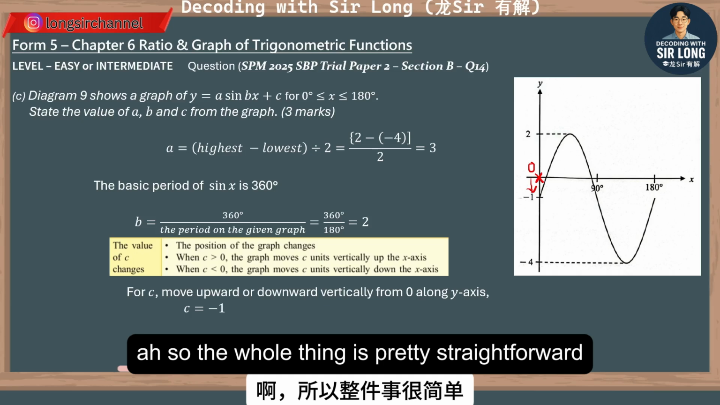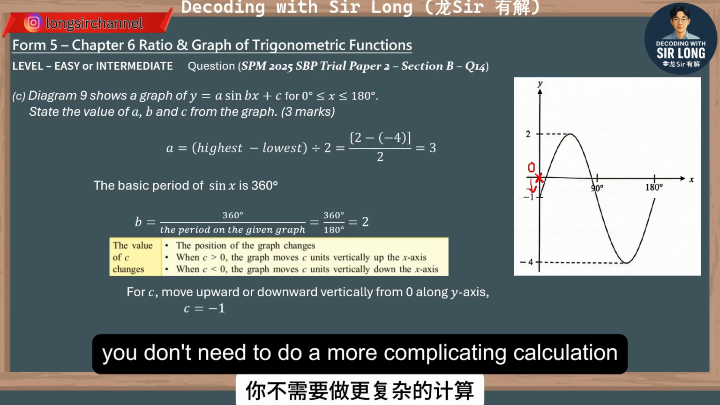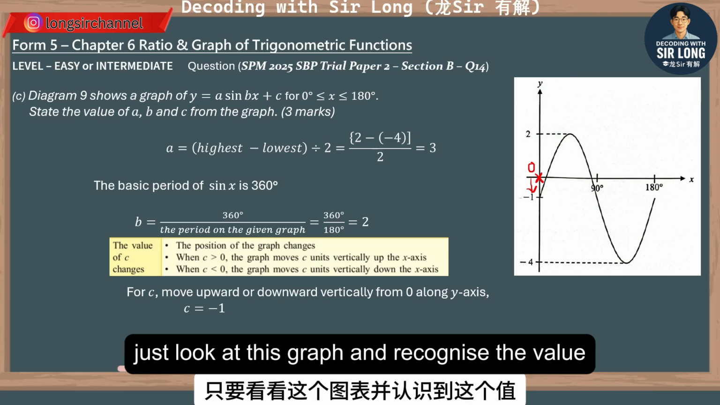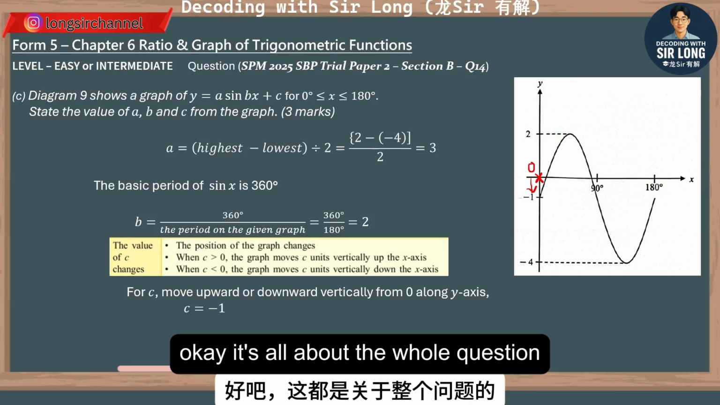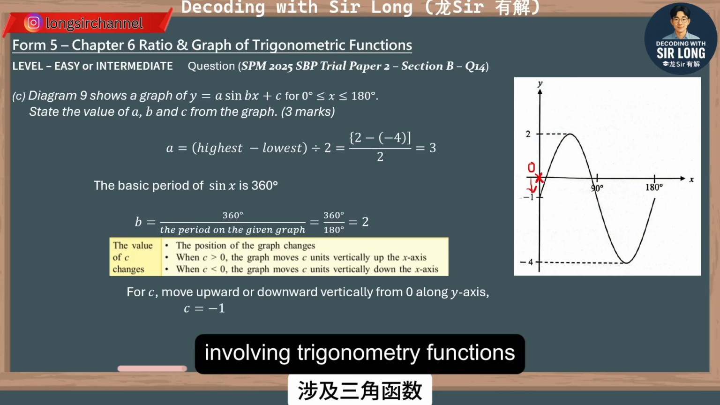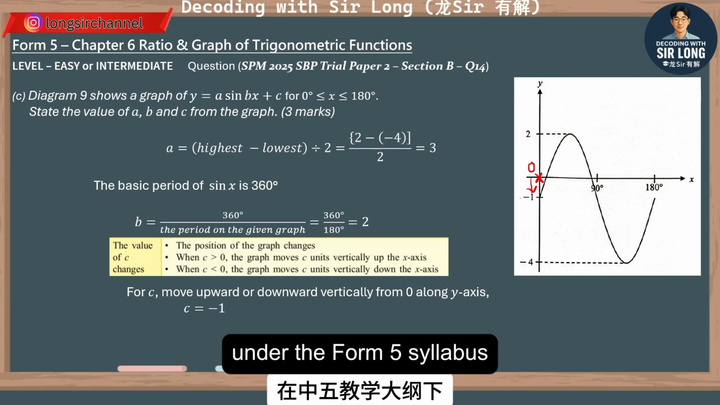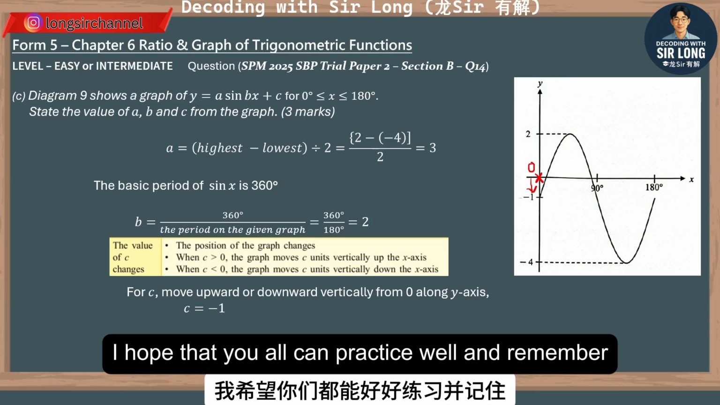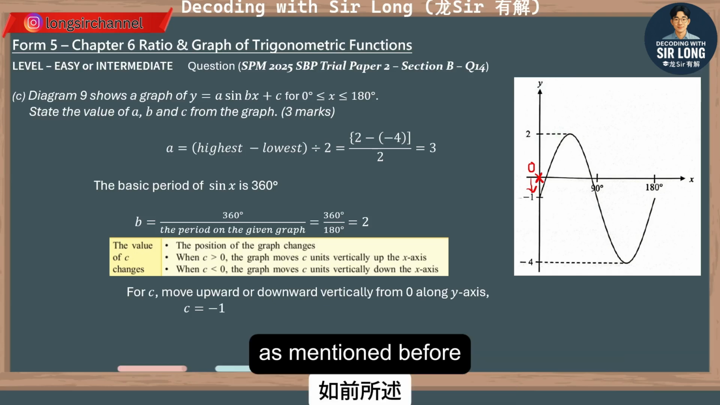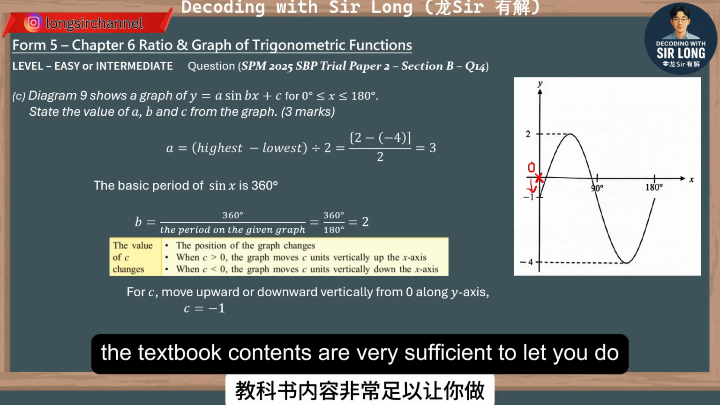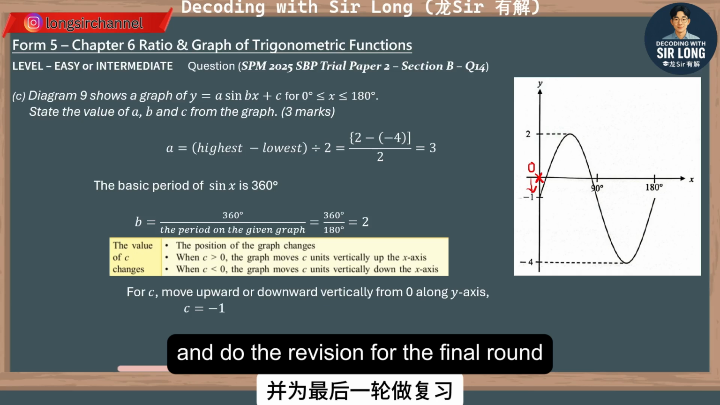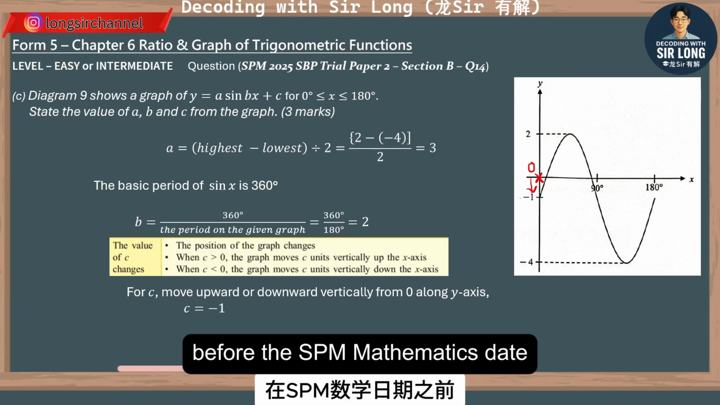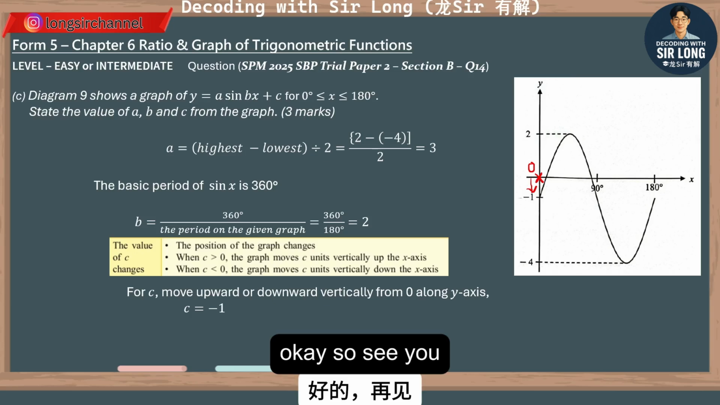So the whole thing is pretty straightforward. For c, actually you don't need to do a more complicated calculation. Just look at this graph and recognize the value. That's all. Okay, that's all about the whole question involving trigonometric functions under the Form 5 syllabus. I hope that you all can practice well. And remember, as mentioned before, the textbook contents are very sufficient to let you do a quick revision for the final round before the SPM Mathematics date. Okay, see you.